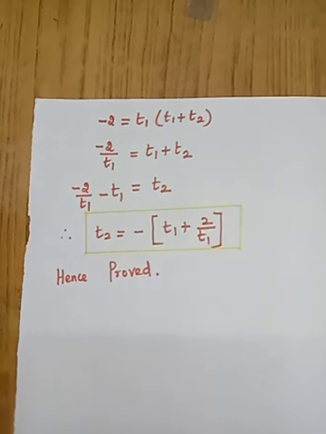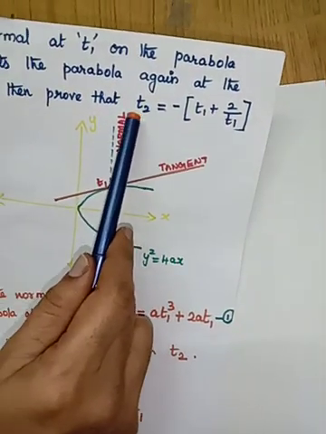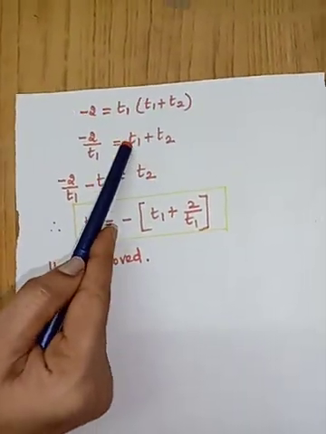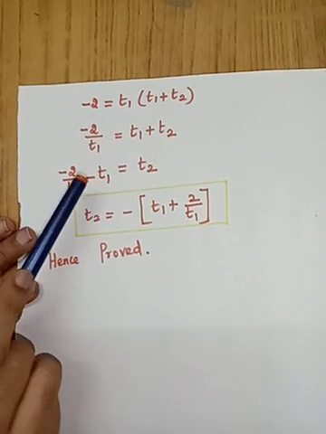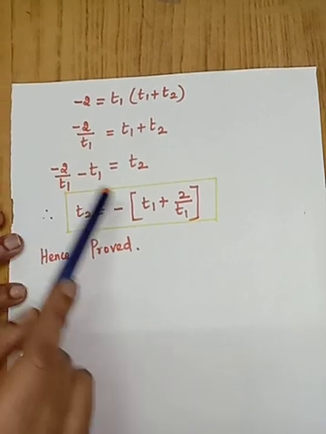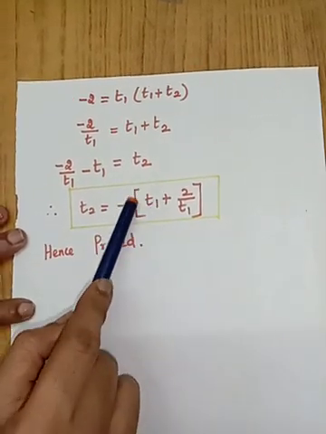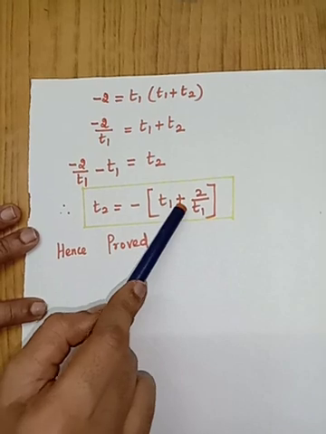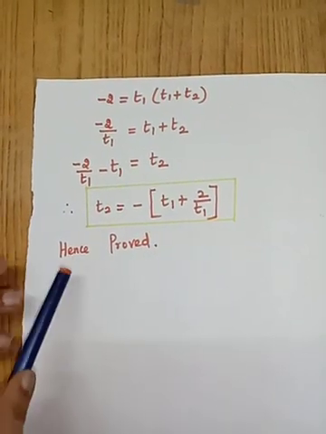What is the result we have to prove? We have to write t2 is equal to... bring this t1 to the other side. It is minus t1. From these two terms, what is common? Minus is common. So you get t2 is equal to minus of (t1 plus 2 by t1). Hence it is proved.